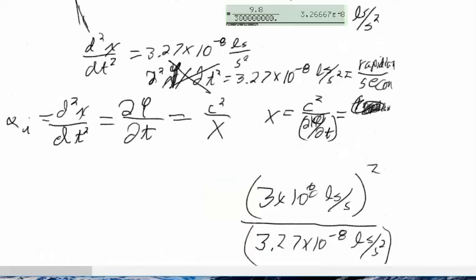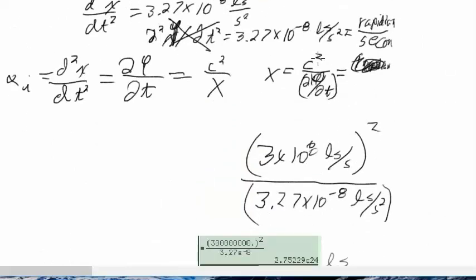What did I do wrong up here? Man, x equals c squared. Oh, here's my error. C is 1. That's right, 1 light second per second, not 3 times 10 to the 8th. That's why this came out really bad. Okay, that makes more sense now.